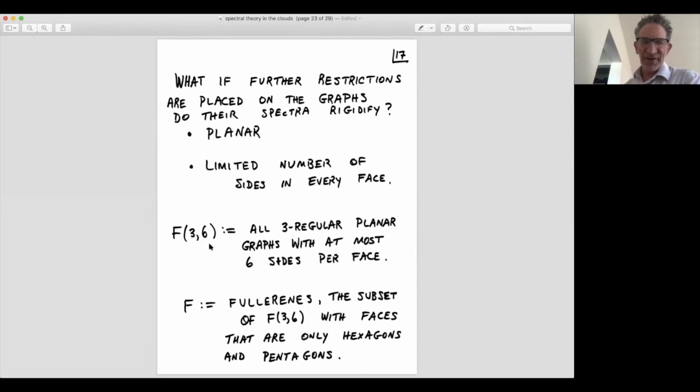In the case of 6, it's going to be 6 sides to a face. At most 6 sides to a face is going to be very important. A Fullerene, by definition, is exactly the subset of these F3-6s, which have only 6 sides or 5, hexagons and pentagons. So they are more restricted. And so the question is, if I have F3-6 or Fullerenes or F3Ms or FRNs defined in the obvious way, what can I create? Or does the thing rigidify? And the answer is quite beautiful.